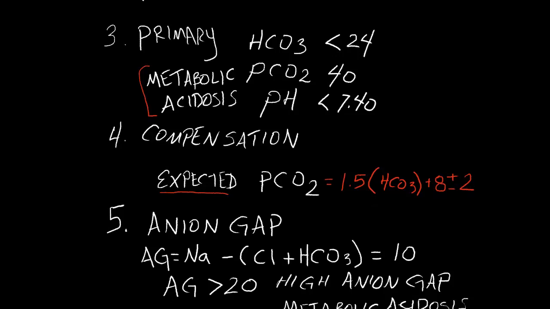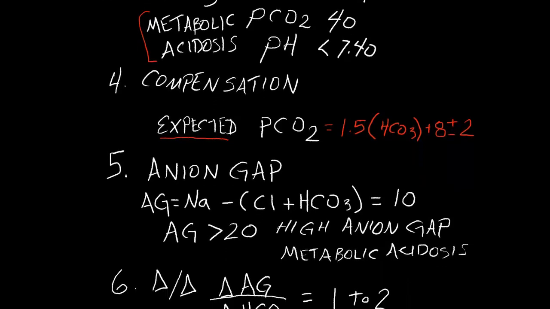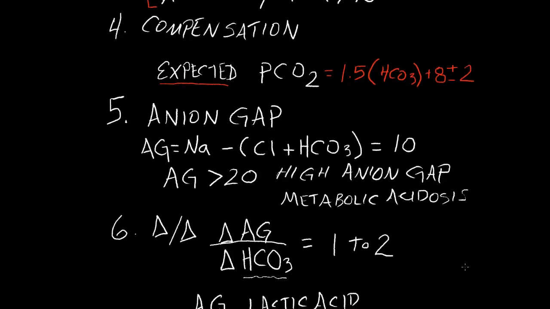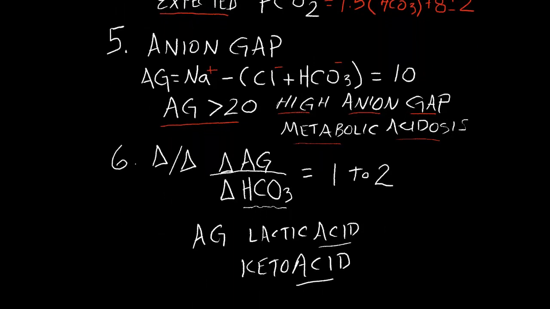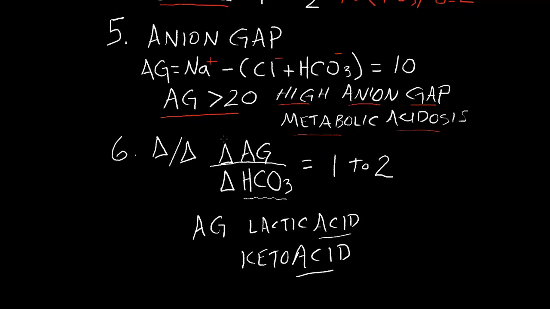The next step is to look at the anion gap. And again, the anion gap is simply the sodium less the bicarb and chloride. And if your anion gap is greater than 20, then you have a high anion gap metabolic acidosis by definition. And then the final step is the delta-delta. And the delta-delta is simply the change in anion gap over the change in bicarb.